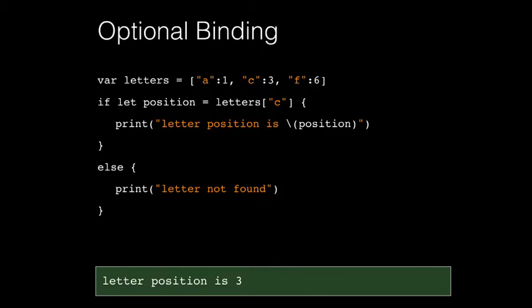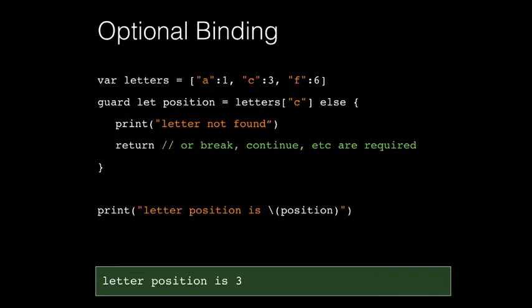So the way this works is if the result of this is not nil, then this position would be set to a non-optional variable, and then you can refer to it without having to force unwrap it. Otherwise, you fall into the other part of the if statement.